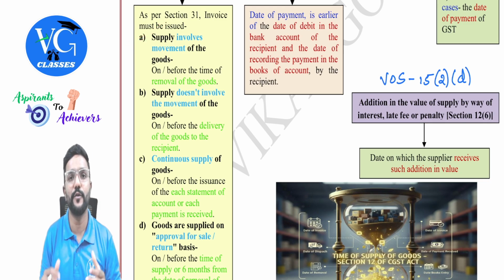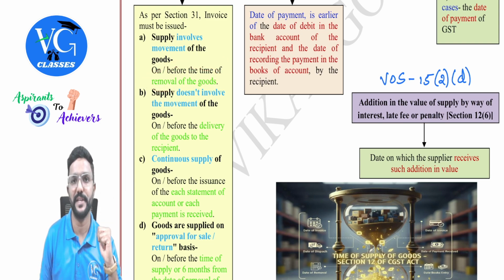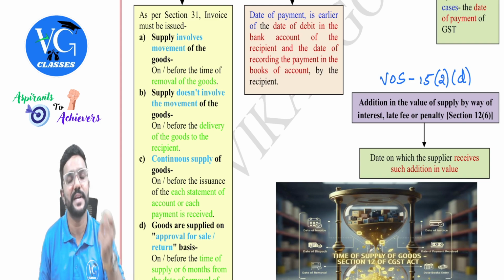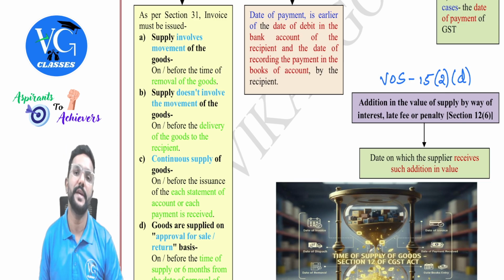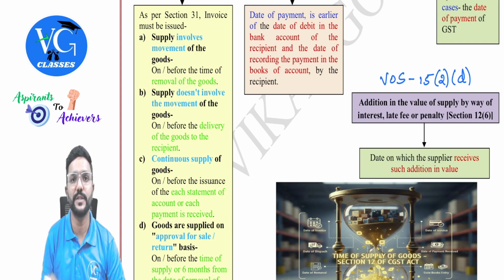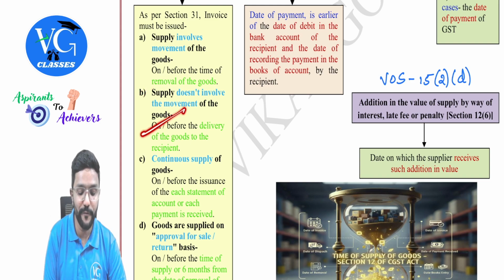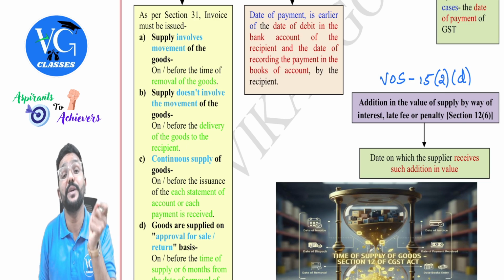If there is a movement of goods from supplier to recipient, then the invoice has to be issued before the goods are removed from the supplier's place, because the supplier is the one responsible to issue the invoice. So he has to issue the invoice on or before that date. What if there is no movement of goods? Then it will be on or before the delivery of the goods to the recipient. Guys, we saw a similar thing when discussing place of supply, but please don't get confused. Now we are deciding the due date to issue invoice.